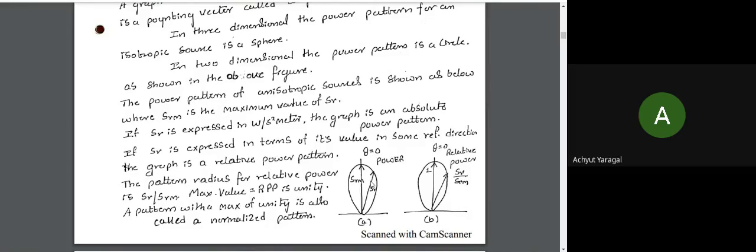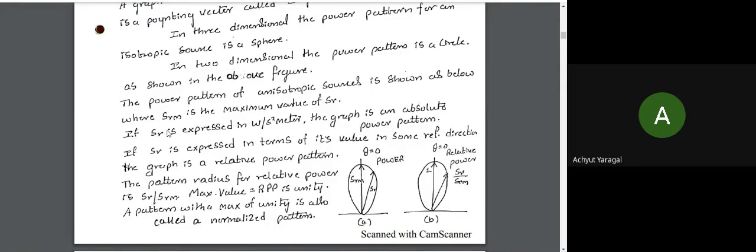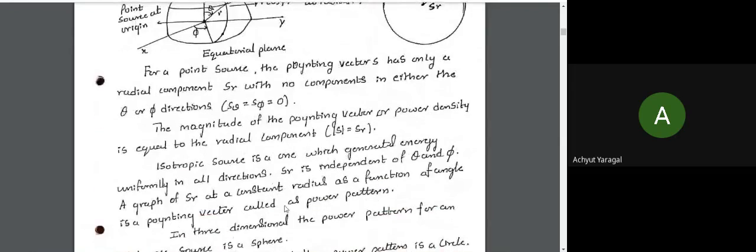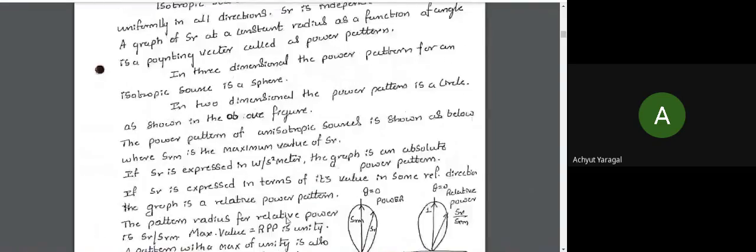Suppose the SR component is expressed in watts per square meter, then it is considered an absolute power pattern. If it is compared with some other reference direction, then it is called a relative power pattern. Or if the pattern has a maximum power of unity, then it is called a normalized power pattern. Remember: absolute power pattern, relative power pattern, and normalized power pattern. So this is regarding the power pattern for the antenna, that too a point source antenna, in one particular direction, that is the SR component.